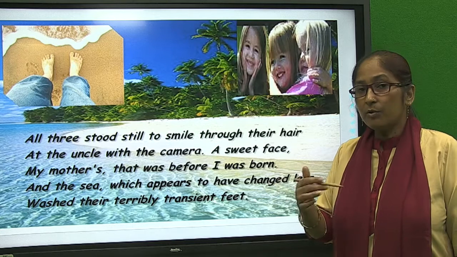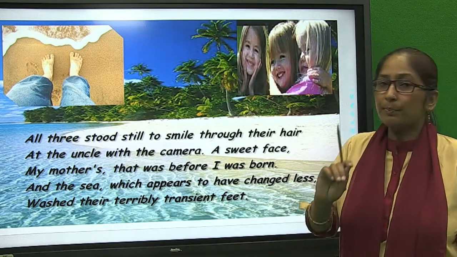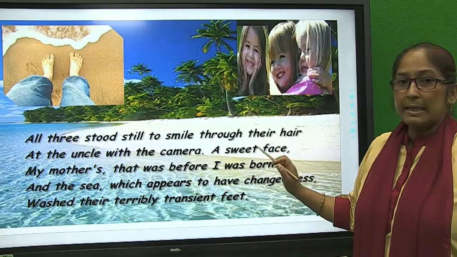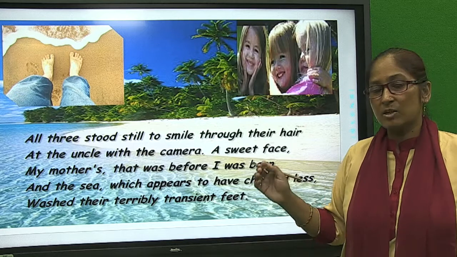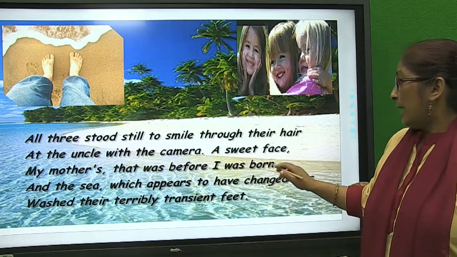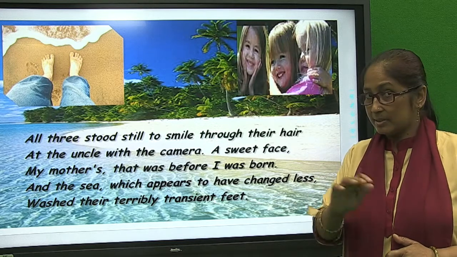The uncle of the poet's mother, not the uncle of the poet. The uncle of the poet's mother was taking their photograph. Unka photograph le rahe the. He was standing with the camera. And these girls went on paddling with their uncle. It means it is clear.